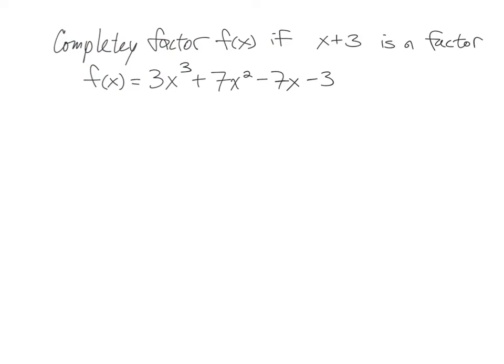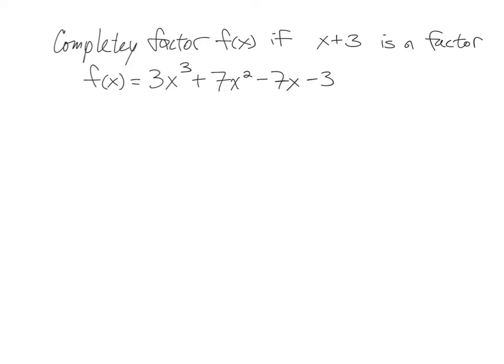On this slide, it's a little bit different, right? We have these directions: completely factor f of x if x plus 3 is a factor of this thing. So again, you still have a little bit of information about this function. You know something about it. This is given to you. x plus 3 is a factor. So that means I should be able to multiply x plus 3 times another polynomial and get 3x cubed plus 7x squared minus 7x minus 3.